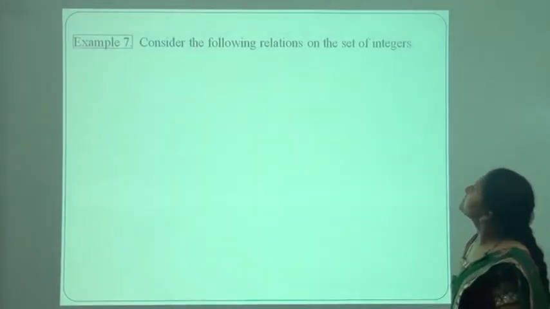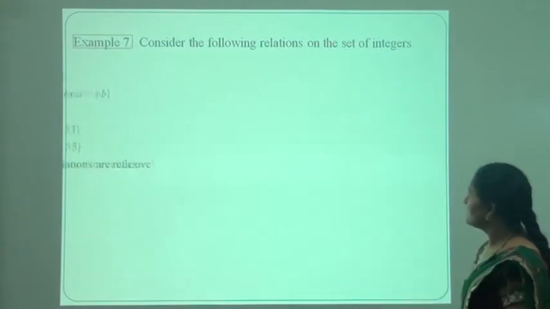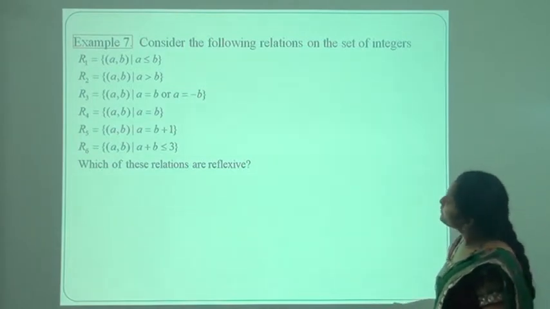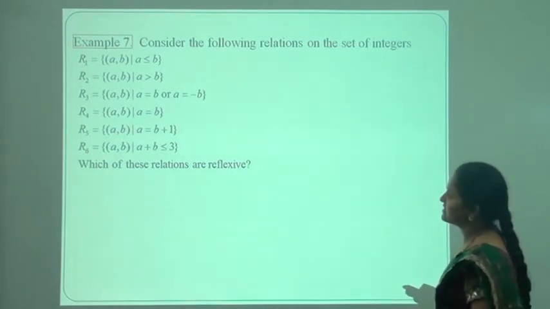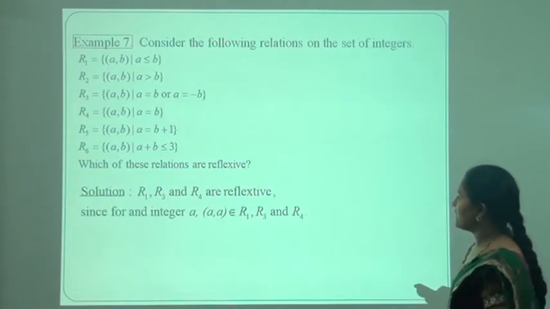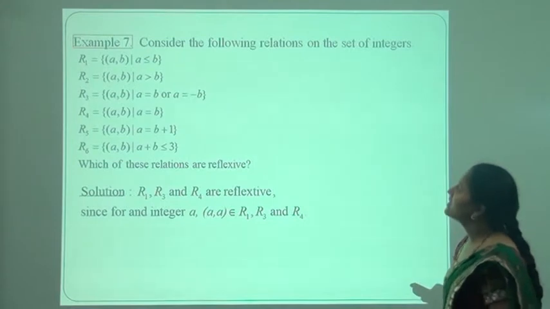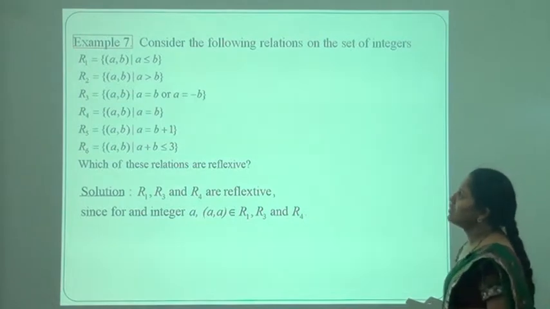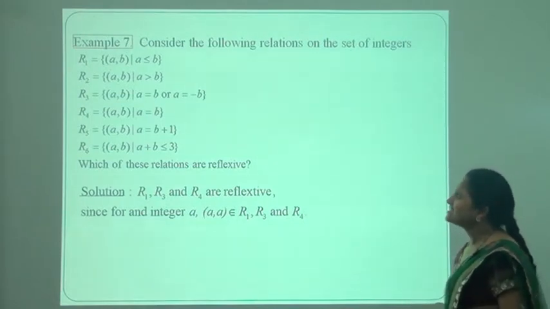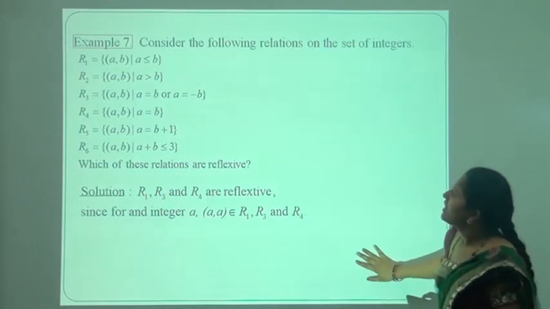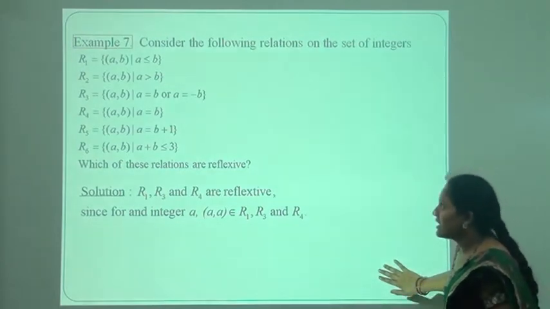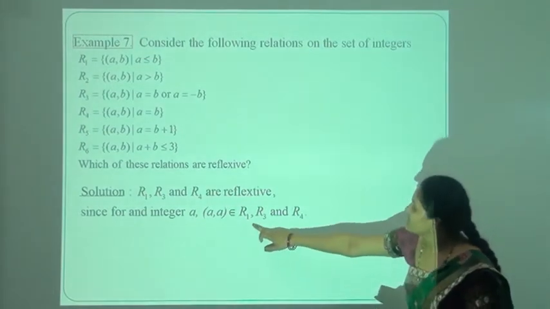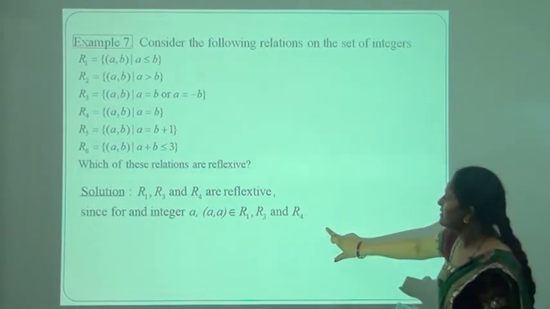For Example 7, consider the following relations on the set of integers, the same six sets, and we have to find out which are reflexive. Here there are special cases. R1, R3 and R4 are reflexive. For the case R1, (a, b) belongs to R1 such that a is less than or equal to b. Wherever we take 1, 2, 3, 5, 7, 9, they all belong to R1, and the others will also satisfy this. So (a, a) belongs to R1, R3 and R4.